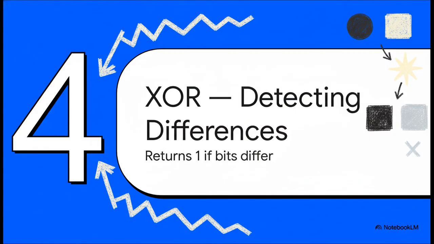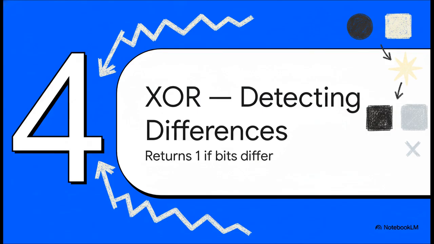This is the exclusive OR, or, as everyone calls it, XOR. The name kind of gives away its job. Unlike the inclusive OR we just saw, which is happy if one or even both inputs are true, XOR is all about, well, exclusivity.